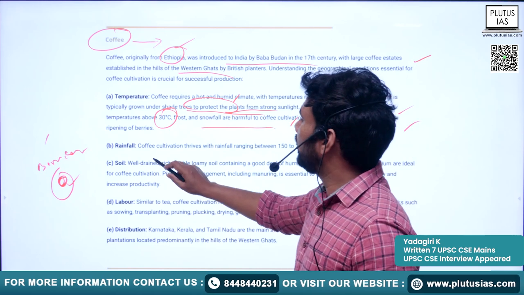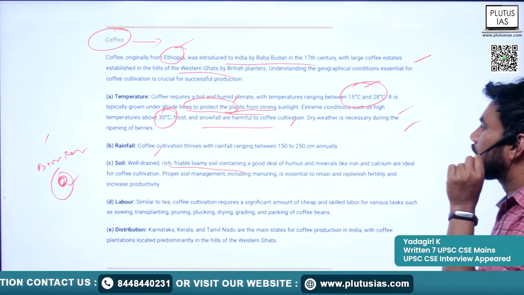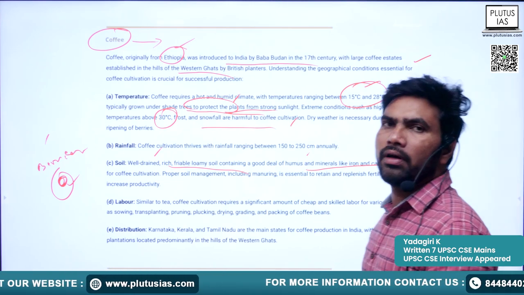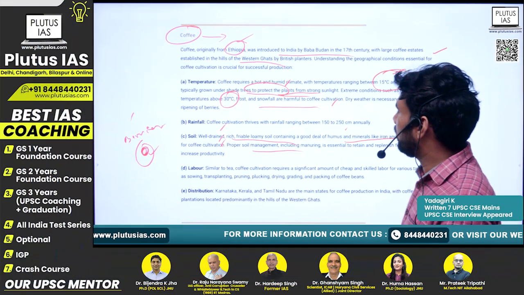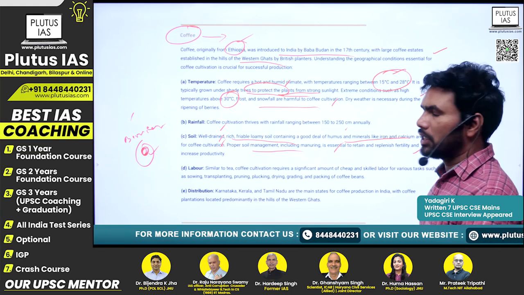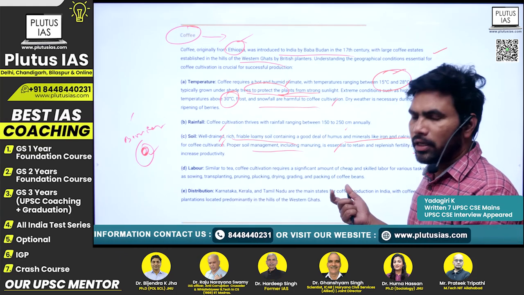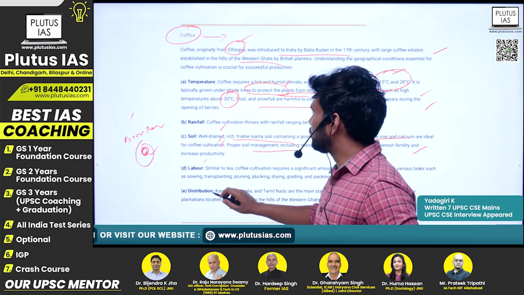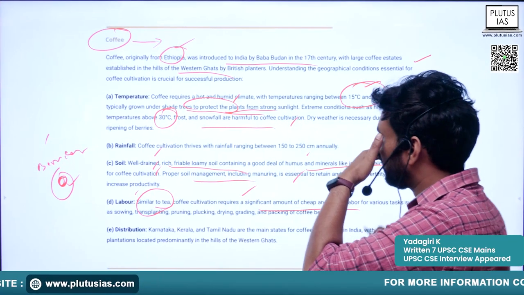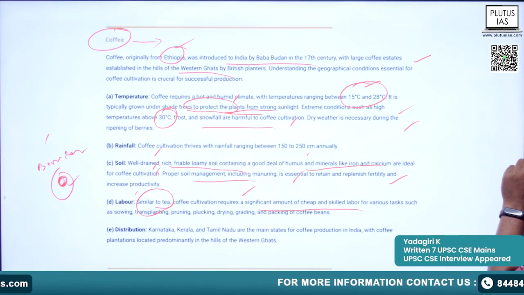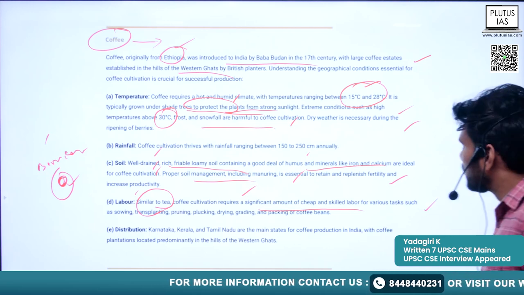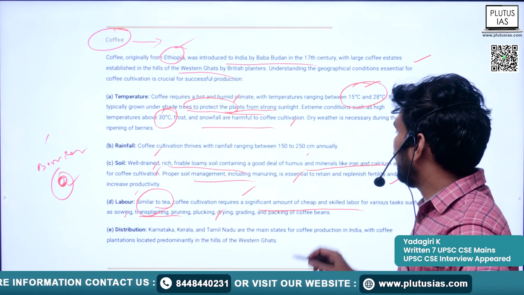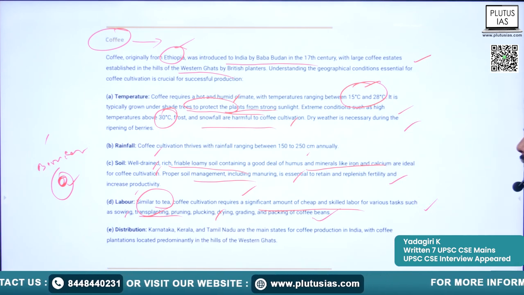If you see the soil, well-drained, rich, friable, loamy soil containing a good deal of humus and minerals like iron and calcium is ideal for coffee cultivation. Proper soil management, including manuring, is essential for replenishing the coffee crop. As for labor, similar to tea, coffee cultivation also requires a significant amount of cheap and skilled labor for various tasks such as sowing, transplanting, pruning, plucking, drying, grading, and packing of coffee beans.